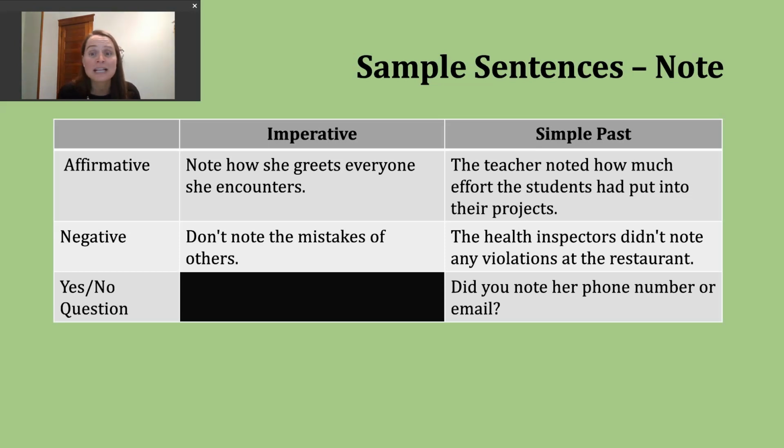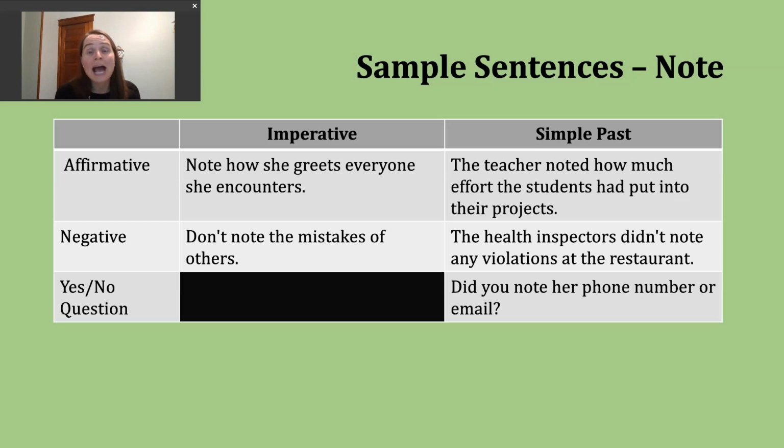Let's take a look at another example. The health inspectors didn't note any violations at the restaurant. So this could mean they didn't notice, could mean they didn't write anything down in a formal report. All of those could connect here to that sentence.